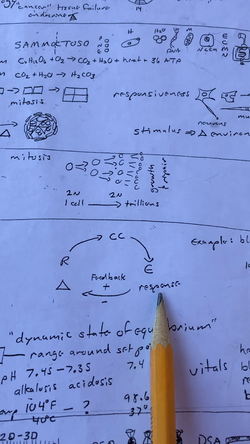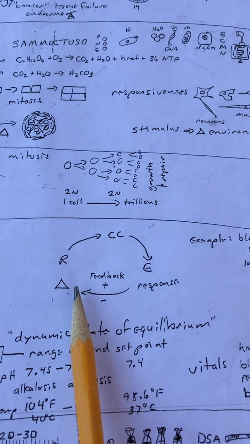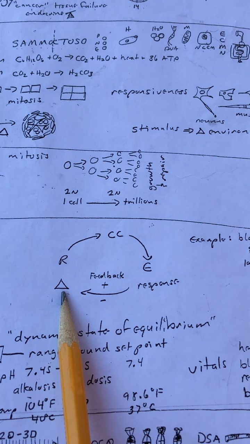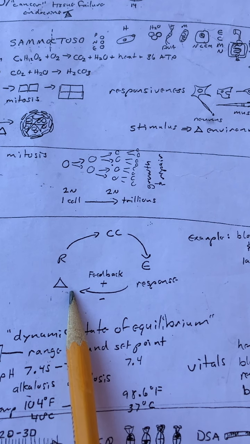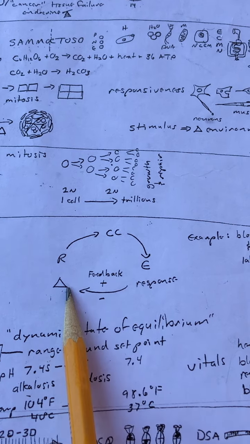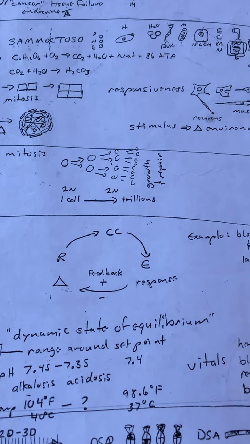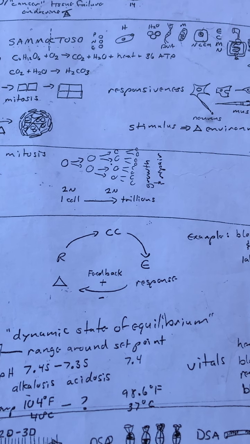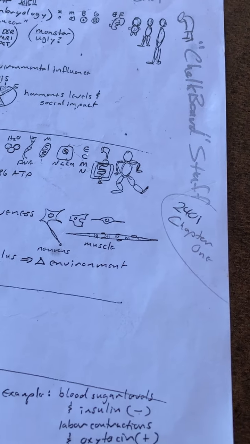Well, the response may directly or indirectly affect the original stimulus. And if there is a comparison between the response and the stimulus changing, that's called feedback. If the response makes the stimulus larger, that's called positive feedback. And if the response makes the stimulus smaller, that's called negative feedback. In the body, there are many more examples of negative feedback than positive feedback. But here are two for instance over here.